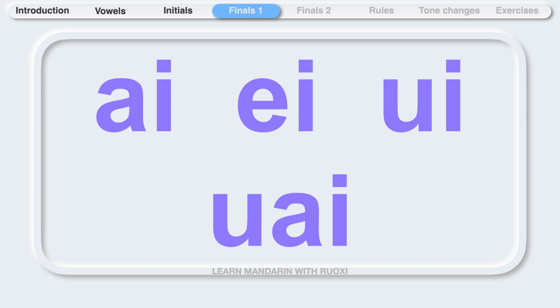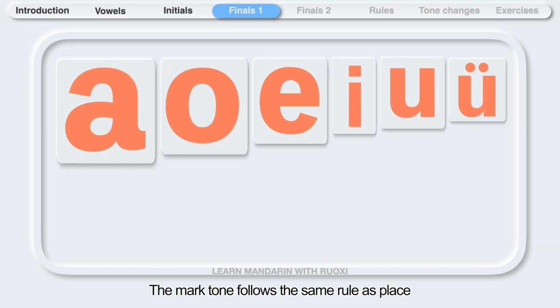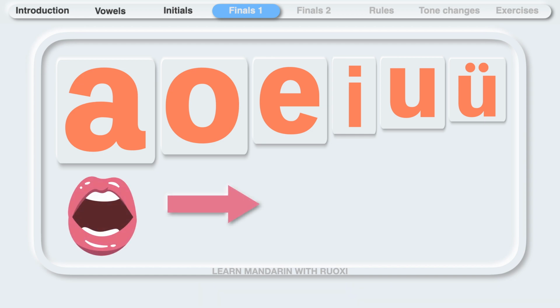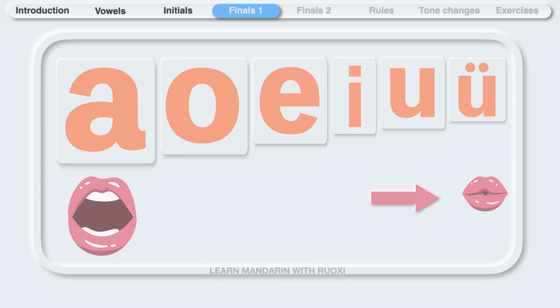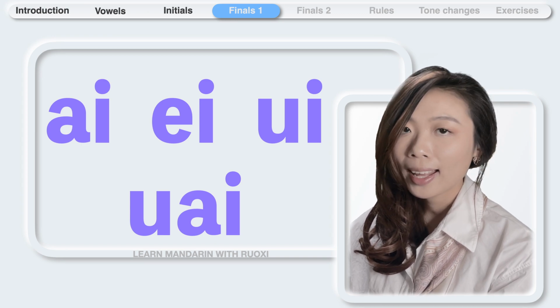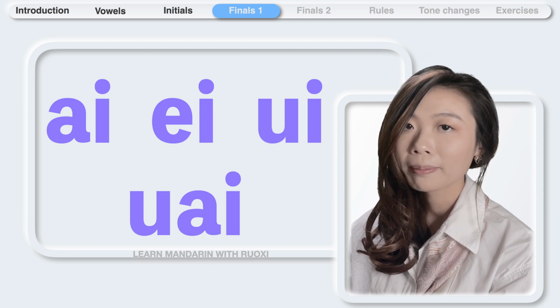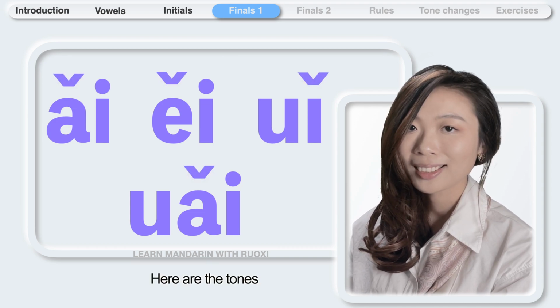ai, ei, ui, ao. The mark tone follows the same rule as placed: a, o, e, i, u, ü. ai, ei, ui, ao. Here are the tones. Now it's your turn.